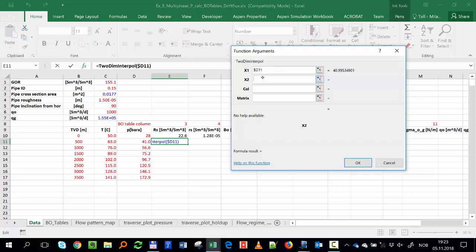X2, column number 2, temperature. So temperature, I take this one, and the same thing. I block the letter, not the row, not the number. So 3 times F4, 1, 2, and 3.